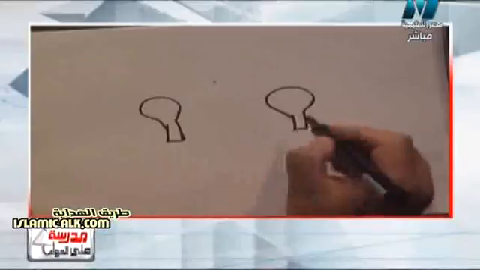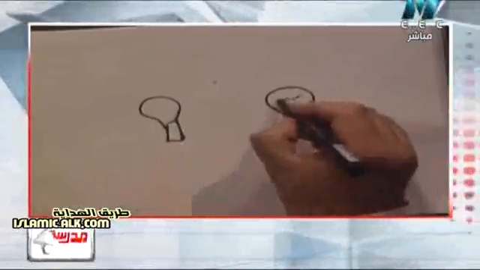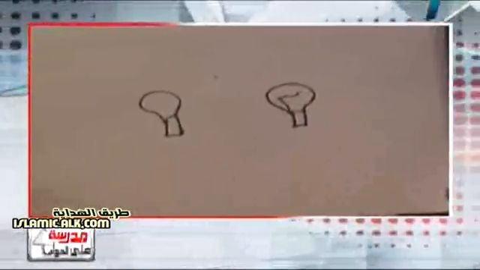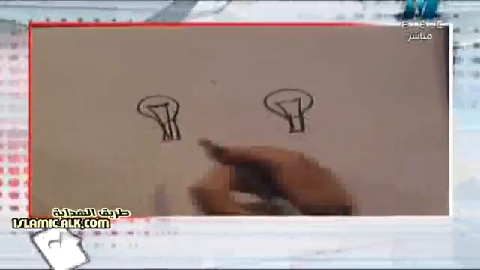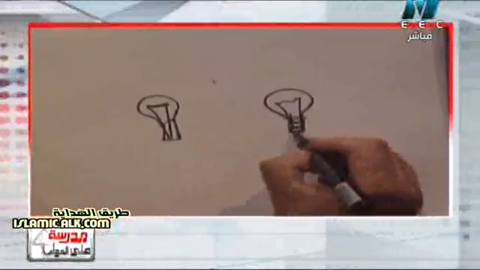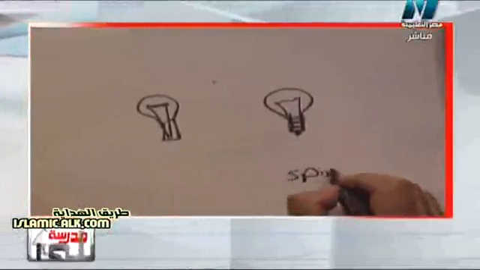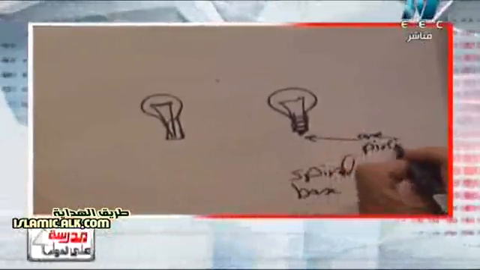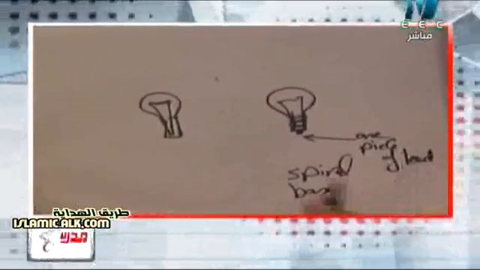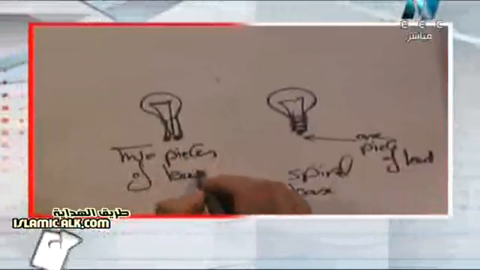So I have two lamps like this. Okay, imagine that there is the filament, as we have studied, which is made of tungsten. The spiral base, like this, has only one piece of lead. But the two side nail base has two pieces of lead.